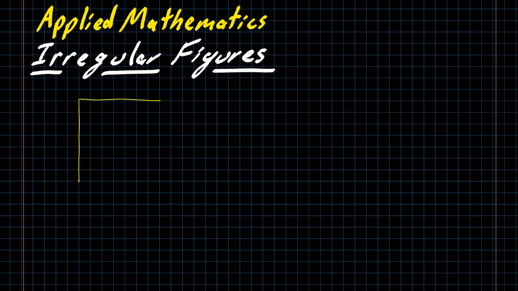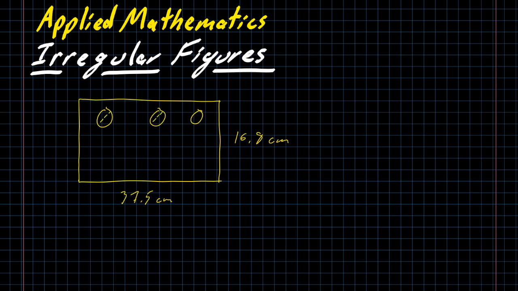Let's say that you are trying to calculate the area of this rectangular region, which measures 37.5 centimeters by 16.8 centimeters. But there are three cutouts, each one in the form of a circle whose diameter is 4.5 centimeters. Well, to calculate the area of this region, you're simply going to take the area of the rectangle and subtract the areas of the three circles.